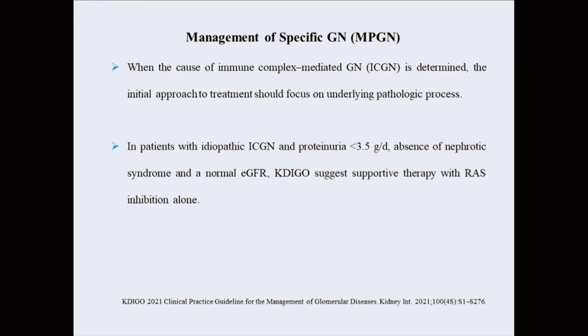And in case of MPGN, when the cause of immune complex-mediated glomerulonephritis is determined, the initial approach to treatment should focus on underlying pathological process. In patients with idiopathic immune complex mediated GN and proteinuria less than 3.5 gram per day, absence of nephrotic syndrome and a normal GFR, KDIGO suggests supportive therapy with RAS inhibition alone.